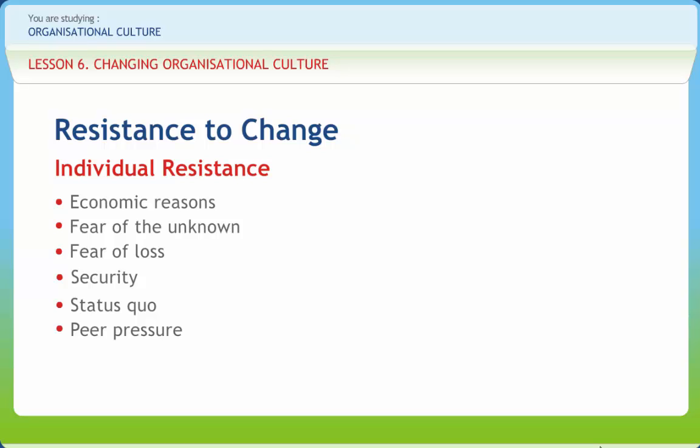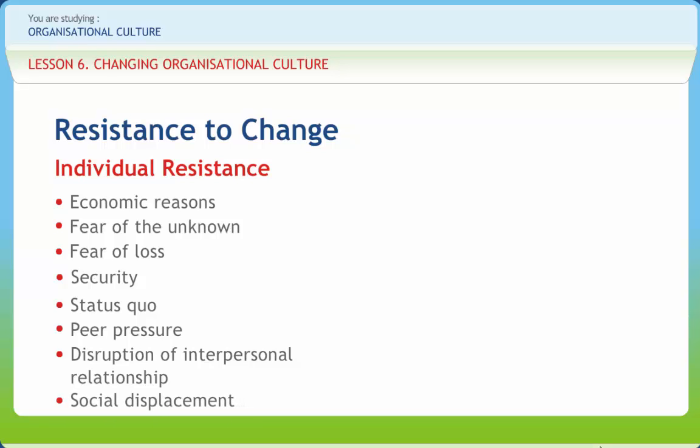Some employees might want the change to take place but might resist because of group pressure. People fear that change will threaten meaningful interpersonal relationship on the job. People fight social displacement by resisting change. Now we will discuss the organizational sources of resistance.